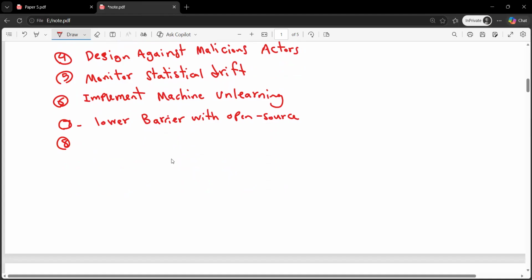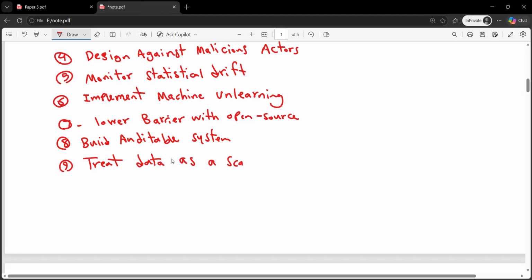And number eight is build auditable systems. So your system should be able to be auditable, so you can check it to see that it does not rely on blind assumptions. And treat data as a scarce resource. So here we have to move away from data that is oversupplied to models.